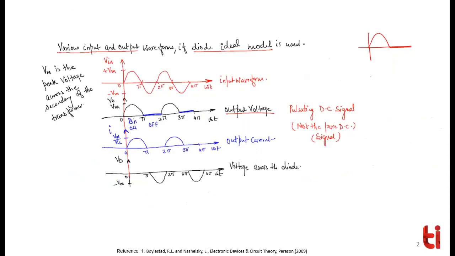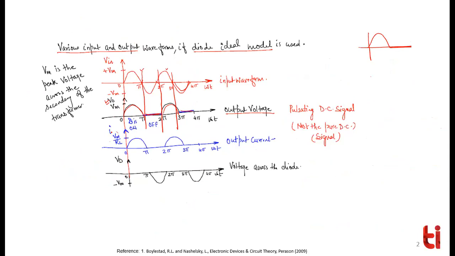Okay, so now what is the input? The input is something like this. This is what I was telling you. So this line should be the same. The y-axis has to be the same for all the graphs. The x-axis may be different. So what is the output? The output is the same as the input in a positive half cycle till this. In the negative half cycle, the output is 0. In the positive half cycle again, the output is the same as the input. And then in the negative half cycle again, the output is 0.